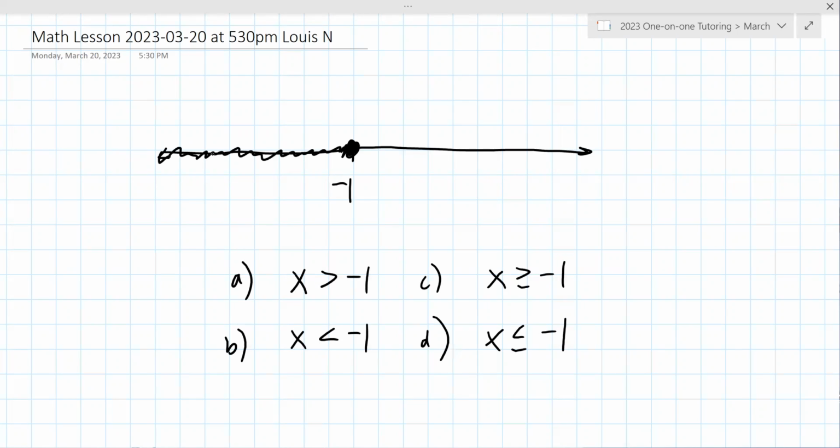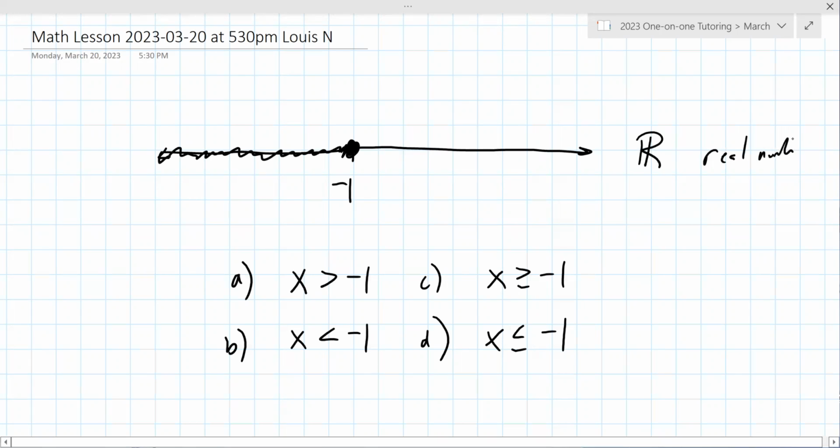The variable is arbitrary. It really is saying a number is greater than -1, a number is less than -1. The number line here, full disclosure, is the real numbers. So it's everything on the real number line that you know of. Would D be correct? Yes. Okay. Why is it D? Why isn't it B, for example?